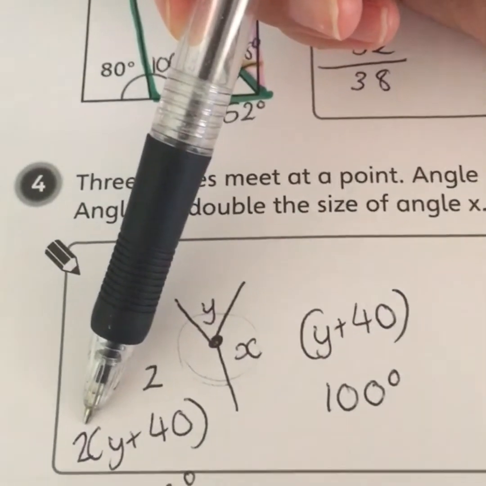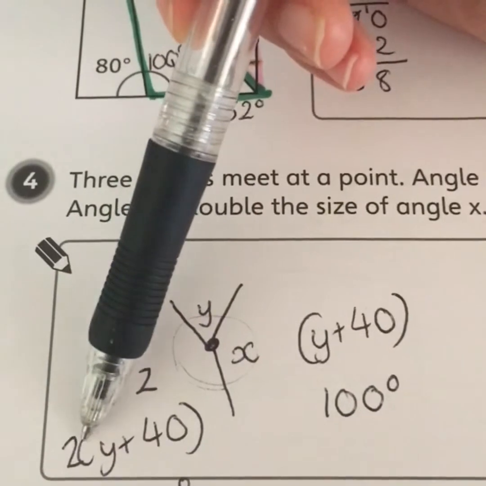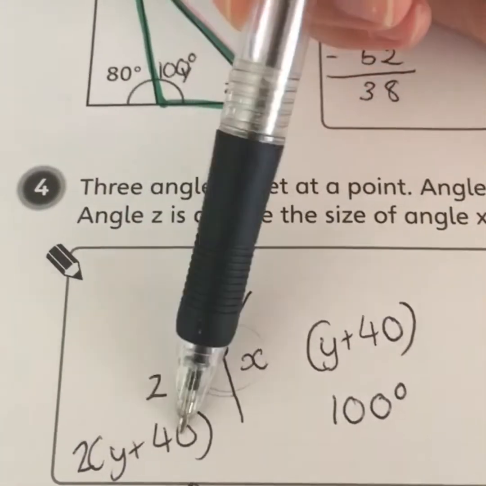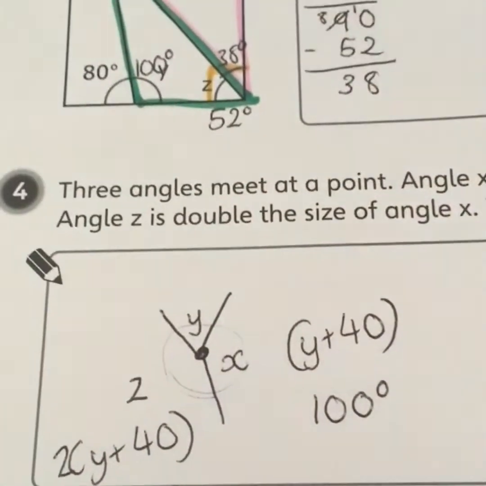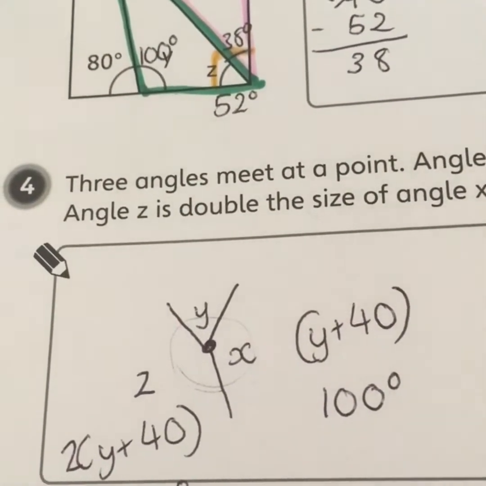Mathematicians are lazy. Okay, we're nice and efficient and we want to write things as quickly as possible. So this means 2 times Y plus 40, or 2 lots of Y plus 2 lots of 40. Okay, so what I did then was I started looking at, well, how many Y's have I got all together?